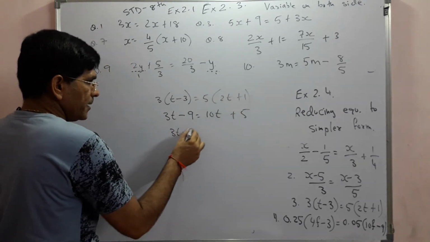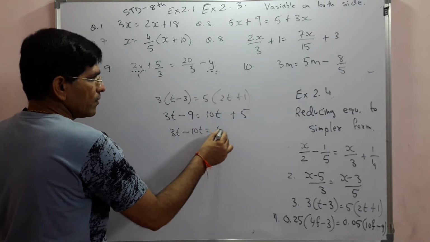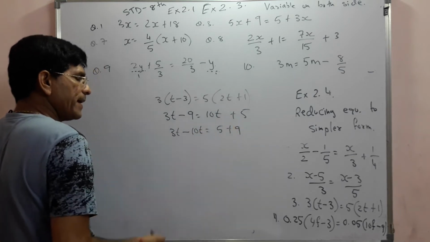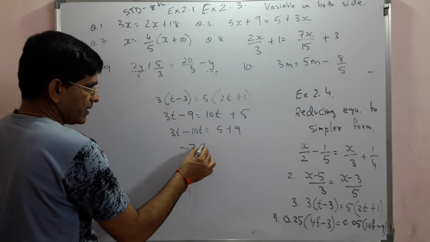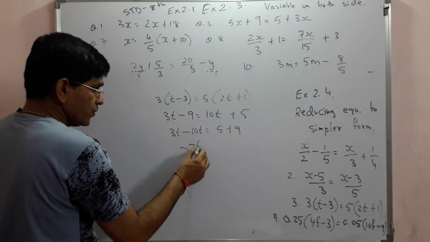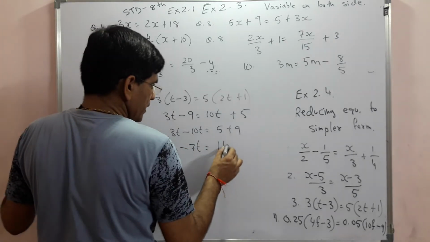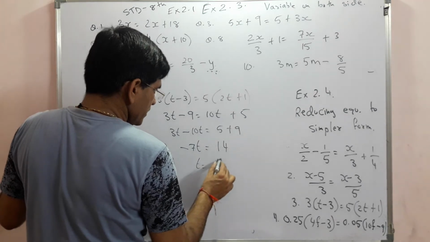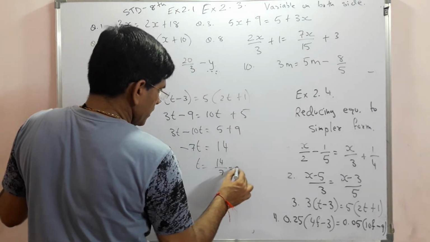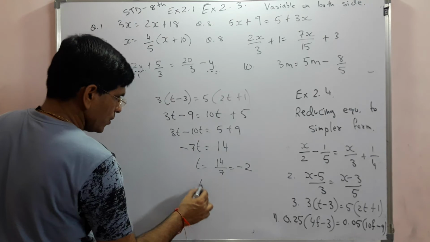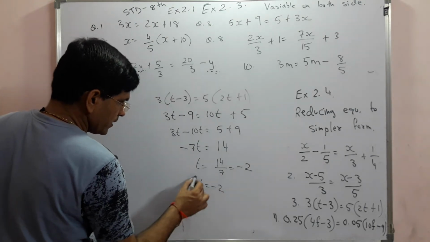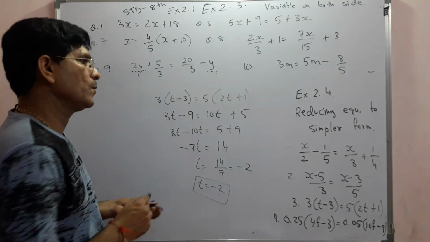So 3t minus 10t is equal to 5 plus 9. So here it is minus 7t. T is also used as a variable. So here it is 14. So t is equal to 14 upon 7, that is minus 2. So we can get the value of t, that is minus 2.